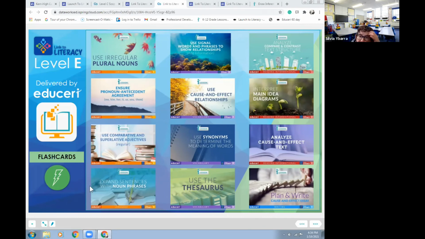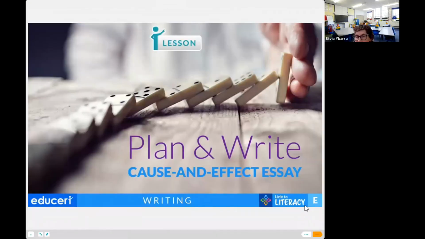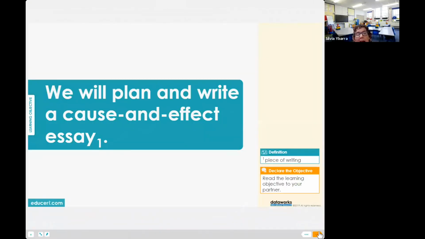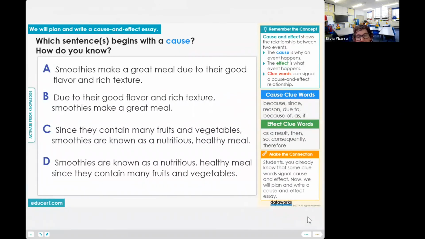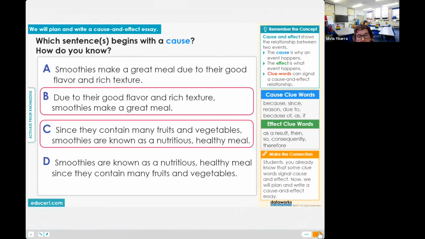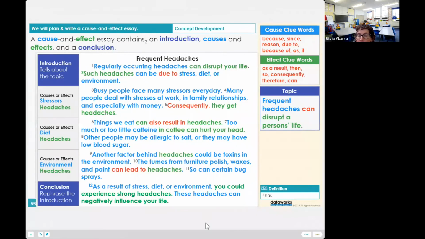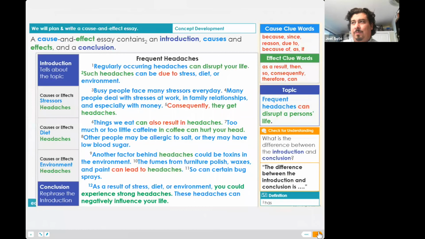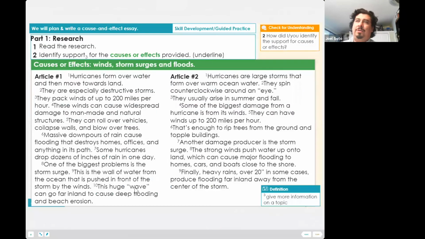Can you open it? Okay, this is cause and effect. And now if you go to the next page, well, this is the activate prior knowledge. But now we're teaching the students, this is an exemplar. What would a cause and effect essay look like? Go to the next page. Going to the next page in one moment as we do our checking for understanding questions.